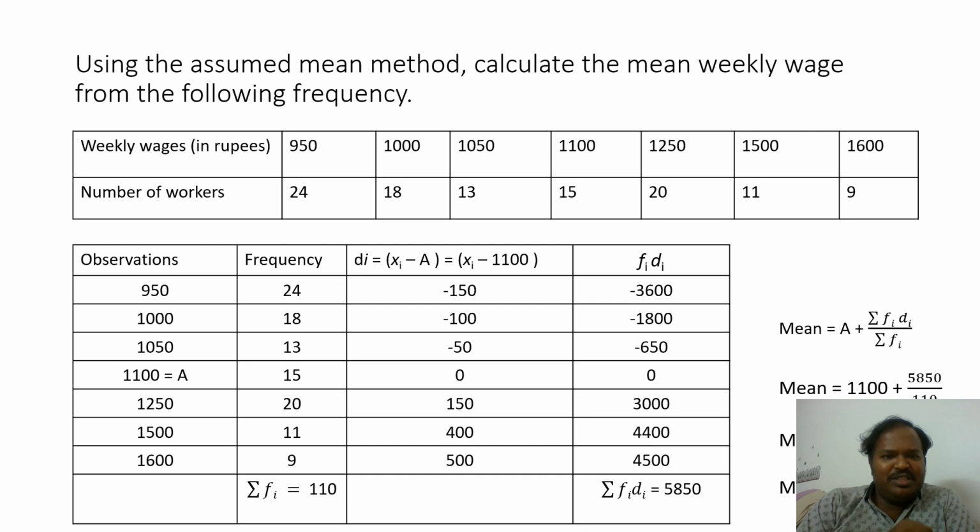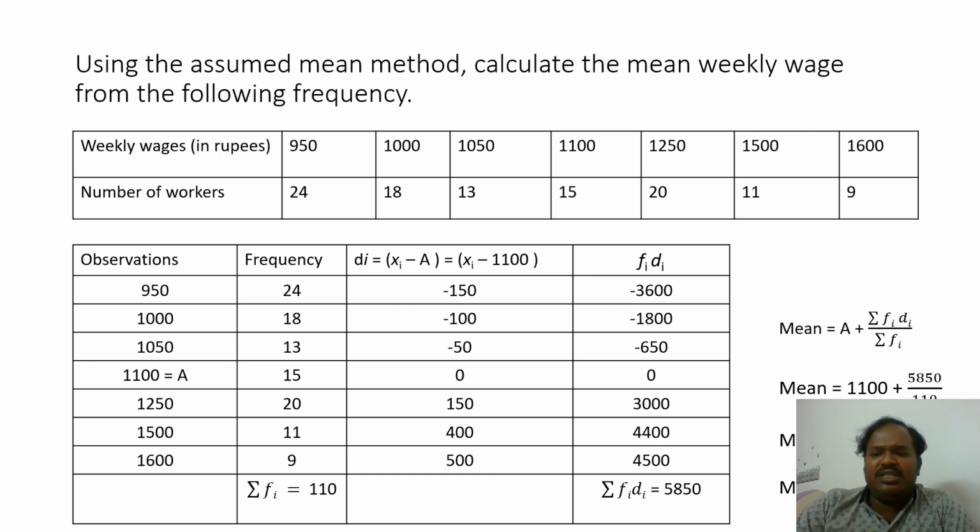Okay, now in this question, go through it. I have shown you the working. So just look at the values first: 950, 1000, 1050, 1100, 1250, 1500 and 1600, multiplied for 24 times, 18 times, 13 times. See, these are huge numbers. If you try to use the direct method like 950 times 24, 1000 times 18, 1050 times 13, this will give you large numbers. So there is an easy way to do it.